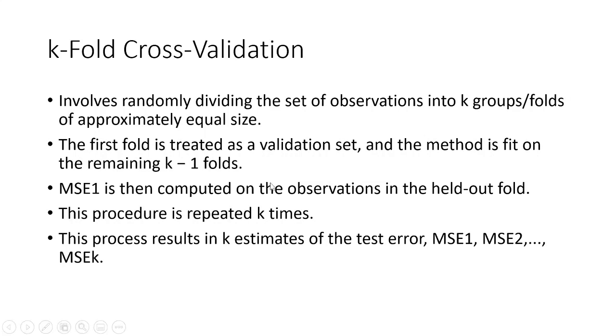So the first fold is treated as the validation data set, and then the model is fit on the remaining k minus 1 folds. Then we compute MSE the same way as in the previous technique. MSE is computed on the observations in the held out fold, and this procedure is repeated k times. So if you divide into 5 folds, you repeat 5 times instead of repeating it 100 times. This process results in k estimates of the test error, which is MSE1, MSE2 until MSEk.